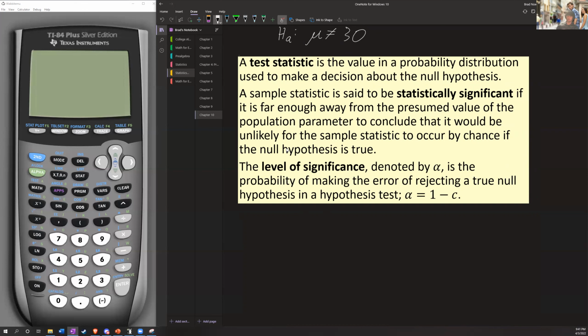Okay, so what does this mean? What this means is we need to find a test statistic, which is to say a value that we are testing that we can correspond with something in our distribution in order to test. And our goal in this is to determine if this test statistic is going to be far enough away from our population parameter that we can say it is unlikely that it's that far away because of chance.